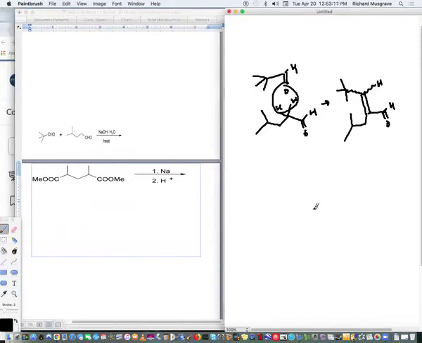So this one is an acetoacetic condensation. Let's see, how many carbons do we have? 1, 2, 3, 4, 5. So 5 in the chain. And the product's going to look like this. And that'll be the final one there.